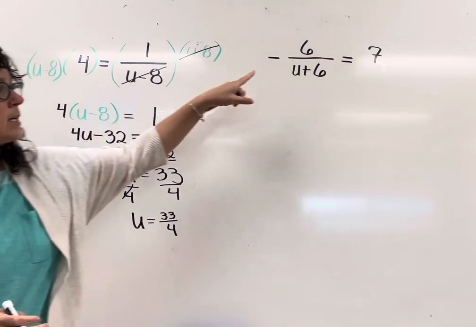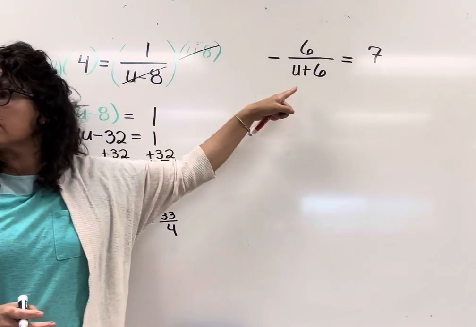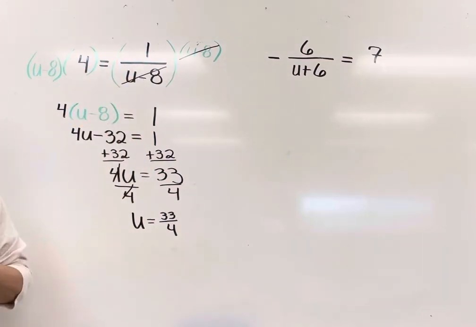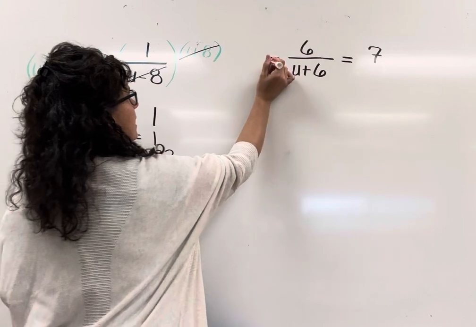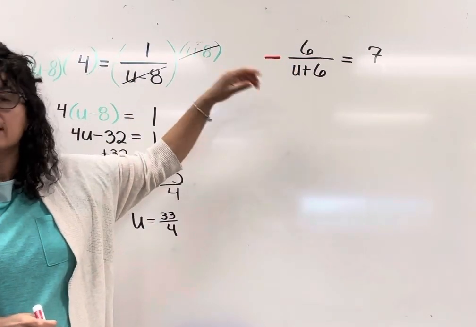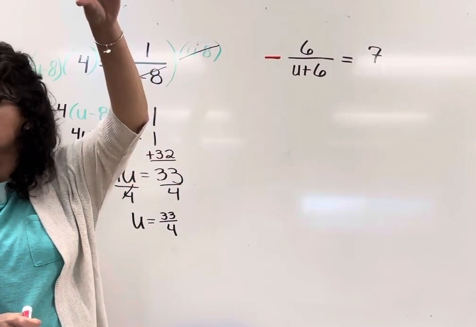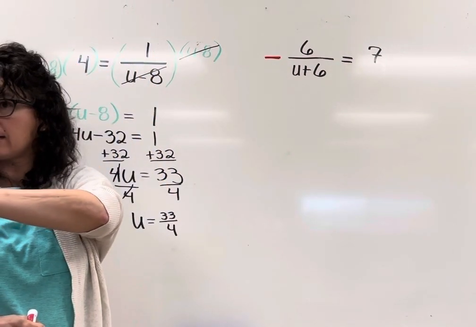Okay, now this one is just a tiny bit different. Do you notice the main difference between these two? Yeah, that negative. So I'm going to highlight that negative. When you have a negative on a fraction, the negative can go at the top of the fraction, the bottom of the fraction, or out to the side.